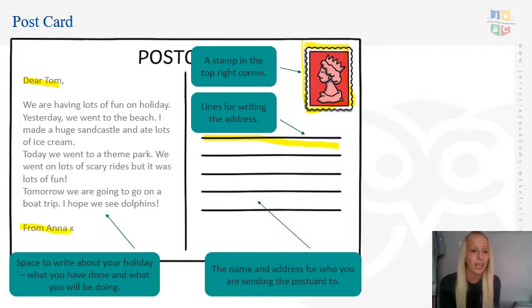So we've started with who we're writing it to. We've got who it's from, and in between we've just got lots of detail, short sentences explaining what we've been up to on our holidays. But it's really important that we have bits of description in to make it as exciting as possible.